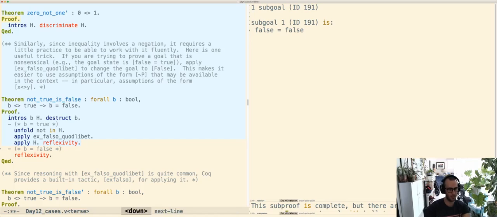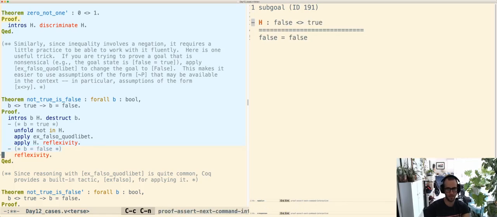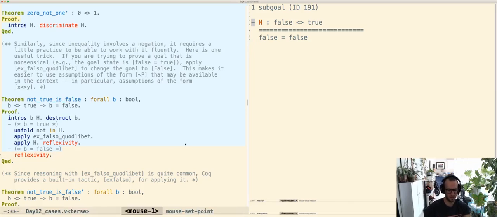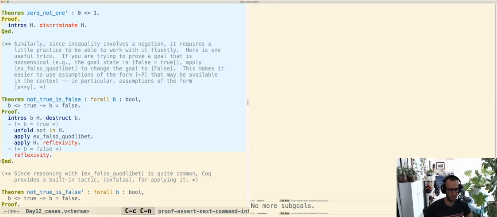Okay. Let's look at the next case. Now our goal is we assume H, false is not equal to true, and we have to prove that false equals false. Well, proving false equals false is really easy, right? We don't have to think about that one. How did this proof go? Let me read it out loud to you.